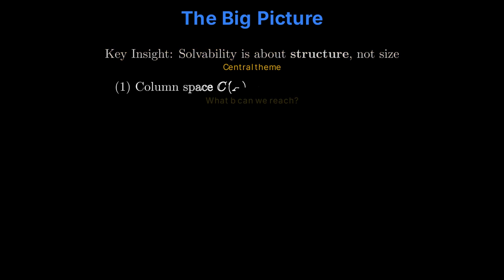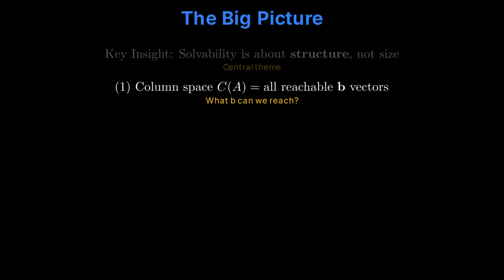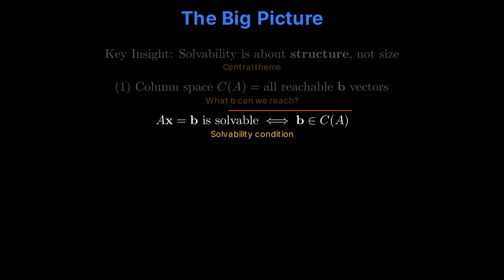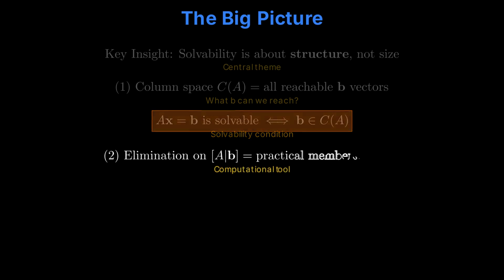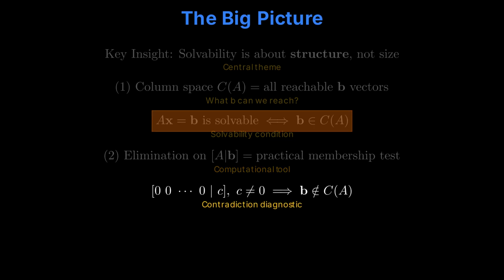The column space of A defines the universe of all reachable B vectors. In other words, the system AX equals B has a solution if and only if B lies in the column space of A. Elimination is the practical tool we use to test whether a specific B belongs to that column space. When we form the augmented matrix A bar B and row reduce, we can detect contradictions, rows of the form 0, 0, 0 bar C, where C is not 0, which tell us B is not in the column space.